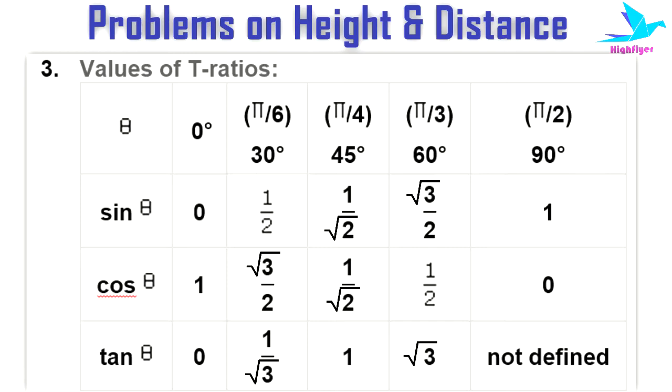Then we'll see tan. Tan 0 equals 0. Tan 30 is equal to 1 by root 3. Tan 45 equals 1. Tan 60 is equal to root 3. And tan 90 is not defined. In fact, tan theta equals sin theta by cos theta.